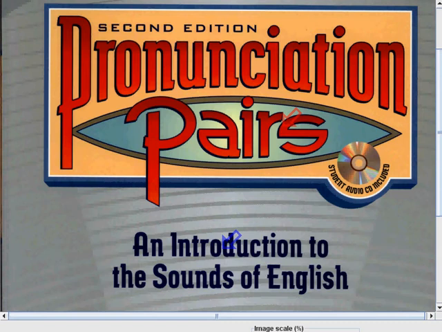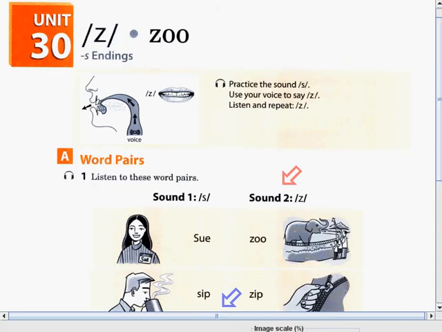In the previous video, we've already finished the S sound. Today, we will talk about the new sound that most students commonly use to substitute for our S sound. What is this sound? Well, this is our sound for today. We will talk about Unit 30, Z sound as in zoo. We will also talk about S endings.